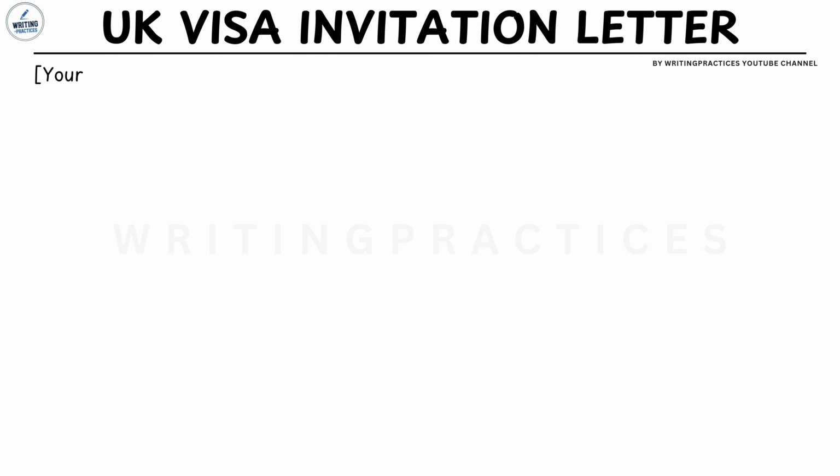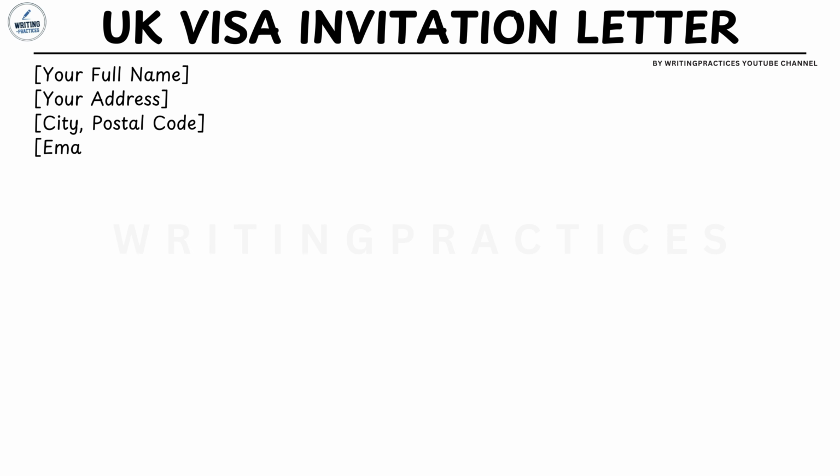1. Your personal information. Begin by providing your full name, address, city, postal code, email address, and phone number. This information establishes your identity and location, offering the visa officer a clear point of contact. For example, John Doe, 123 London Road, London, SW1A 1AA. john.doe@example.com, +44 7946 0958.